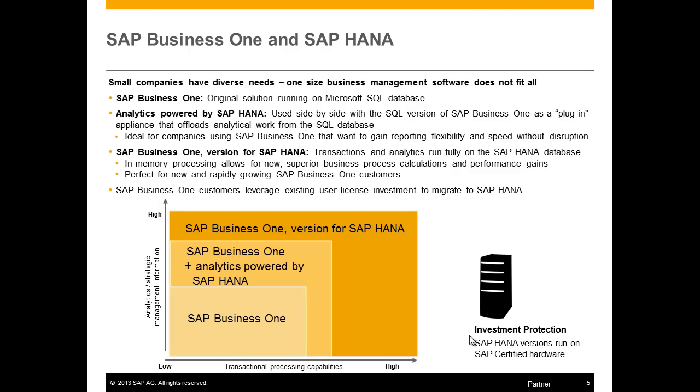The third and biggest part here is the Business One version for SAP HANA, where the transactional and the analytical data runs fully on the SAP HANA database. So there's no SQL database anymore. Through the whole in-memory processing, this will allow you new, superior business processes and calculations, and of course, performance gains.